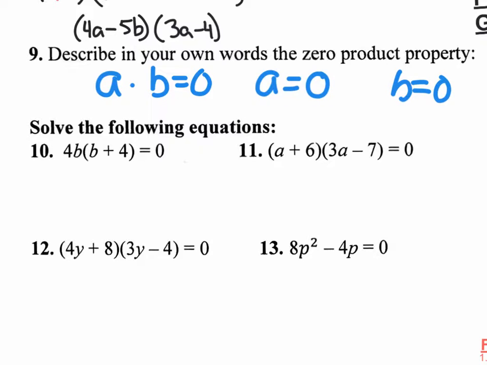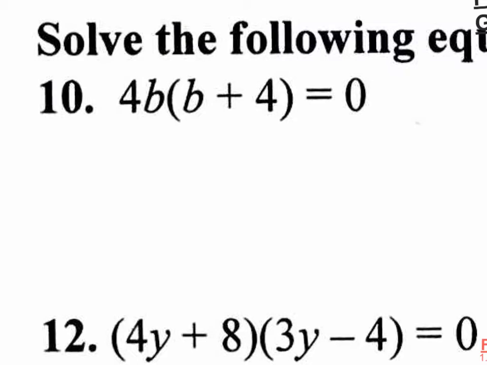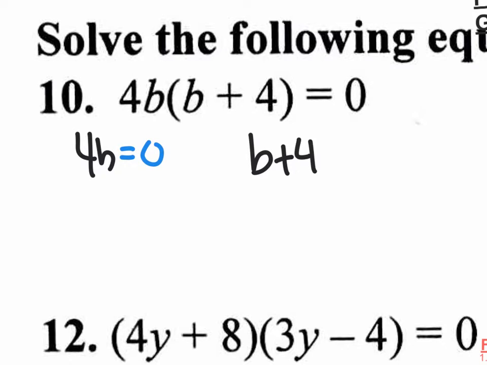Now, why does it come in handy? Because on number 10, this is actually in factored form already. So you already have something times something equals 0. That means that the first something, 4b, could be equal to 0. Or the second something, b plus 4, could be equal to 0. This is applying the zero product property when solving an equation.